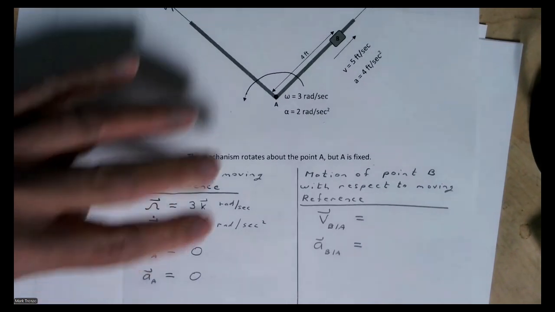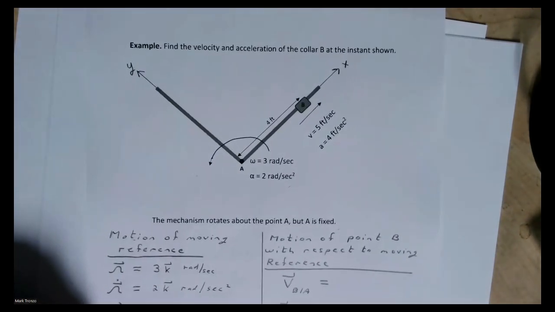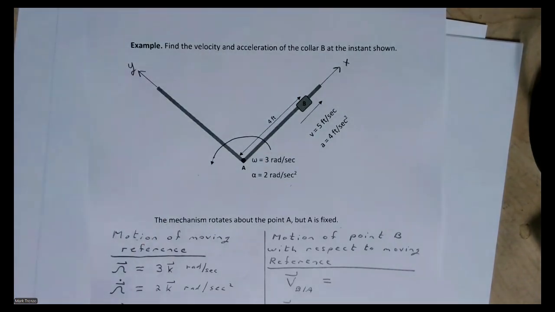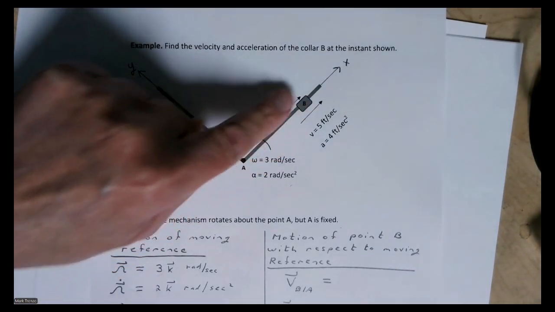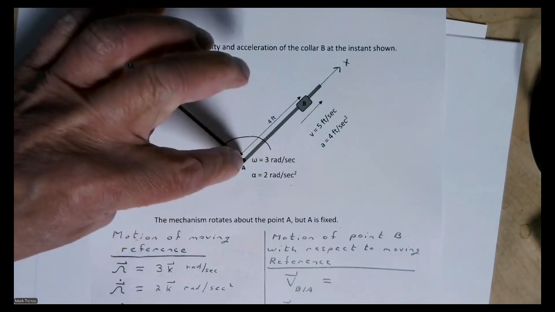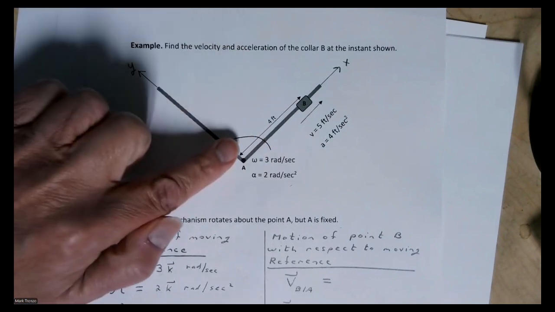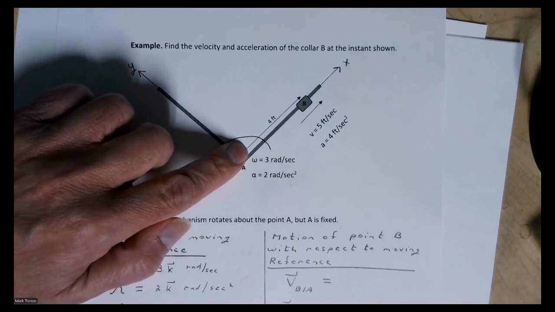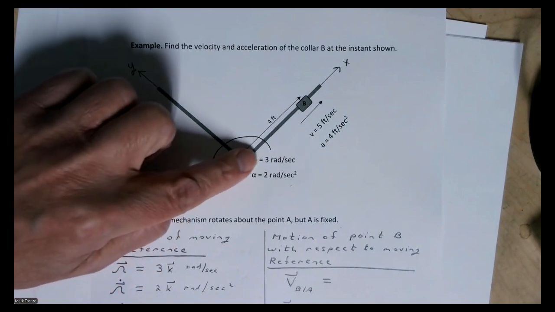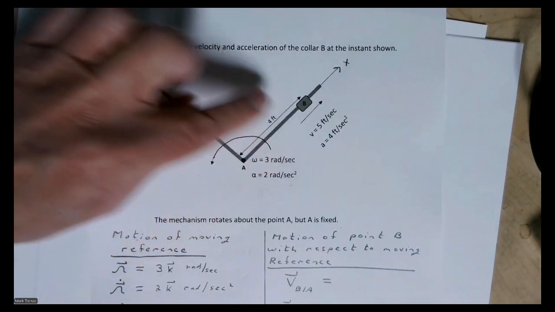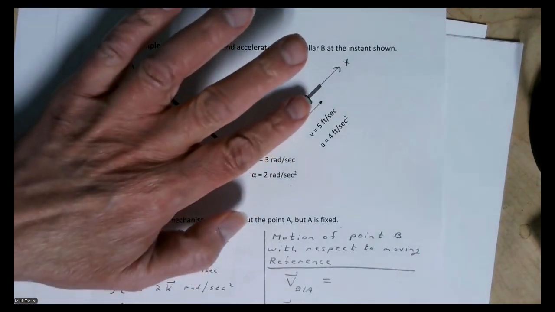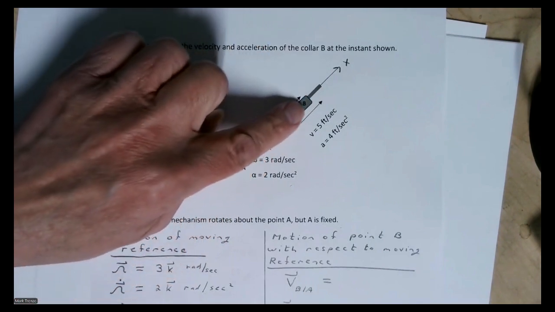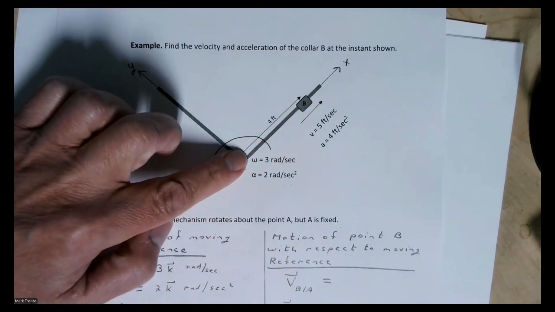So now once we do the main body, we look at the object on the main body, like this collar. And again, we're going to analyze this collar as though the main body was fixed. So in this case, when we're looking at this, we don't care that this is rotating. We're just looking to say, okay, this is on the main body. What is this doing with respect to the main body?